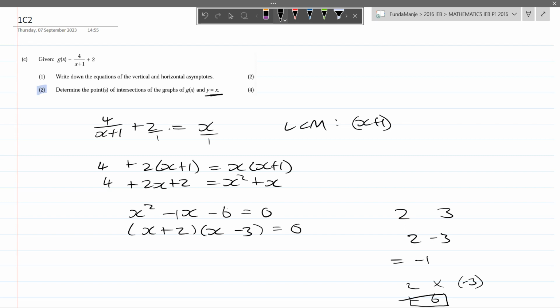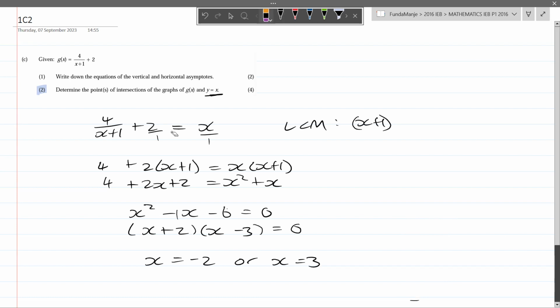Then lastly, we just need to determine the points. So we get the x values, x is equal to minus 2 or x is equal to 3. So these are the x values. They didn't specify whether they want the coordinates or not, but to be safe, it's probably better to return them as coordinates. It wouldn't be a difficult thing to do since these points of intersection are happening between our line y is equal to x and our hyperbola.